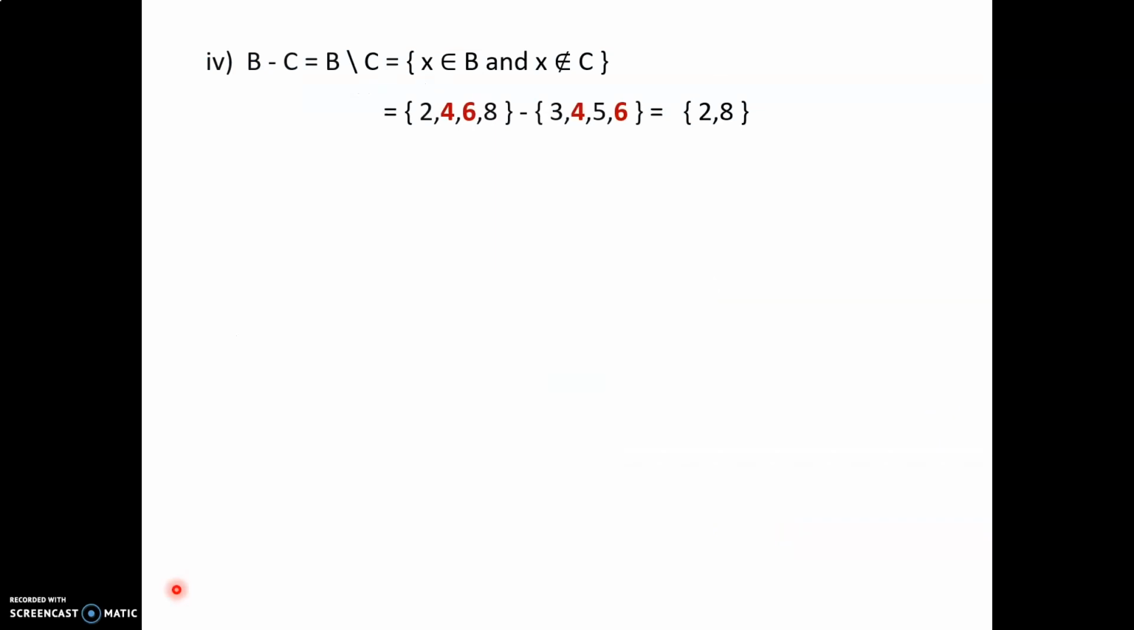Difference set of B and C is the set of elements x such that x belongs to B and x does not belong to C. That is, we have to remove the elements of C from set B. If set B consists of 2, 4, 6, 8, then the elements of C that are in B are 4 and 6. Therefore, in the set B minus C, we will get 2 and 8.